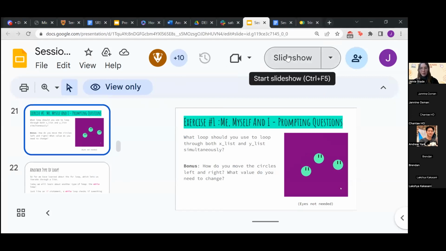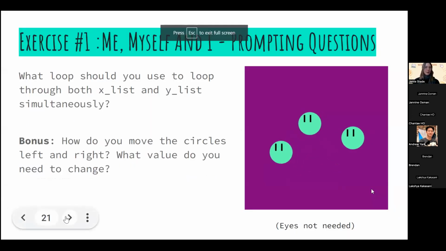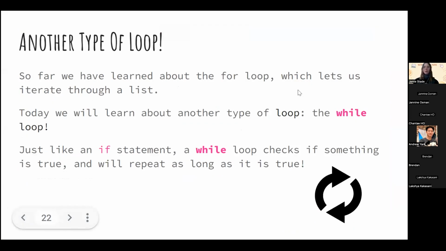Now we're going to be continuing with the slides, starting with a new type of loop. We've learned about for loops, which let us iterate over a list. There's another very useful type of loop that we will use in Python, and that's the while loop. Similar to an if statement or an elif statement, a while loop will check if a statement is true, and if that statement is true, it returns a true Boolean value. It will repeat through the loop as long as that statement is true.